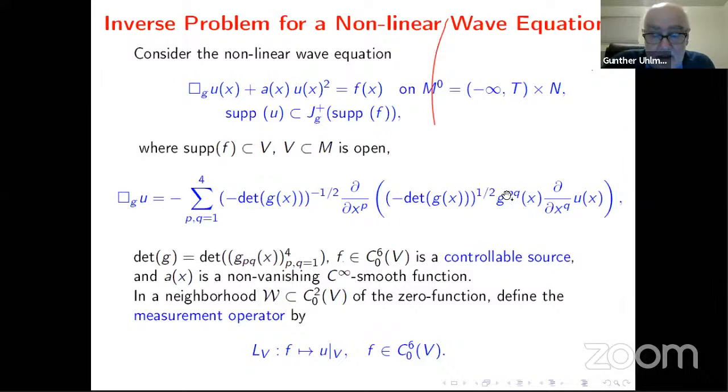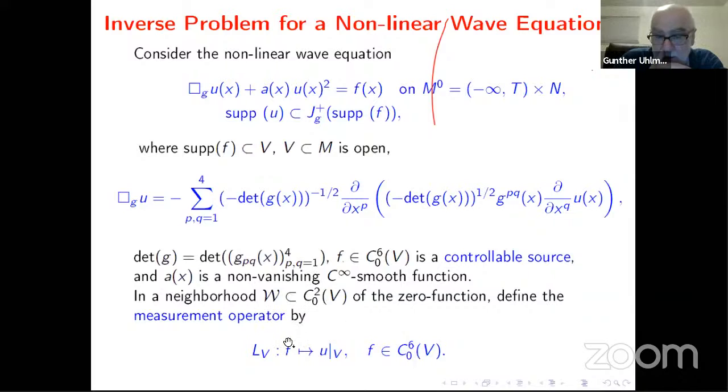And then f is a controllable source. Here we have to assume that the sources are small, because we cannot guarantee there is a unique solution of the nonlinear equation in an interval of time unless you have a small source here. So we are only allowed to take small sources.